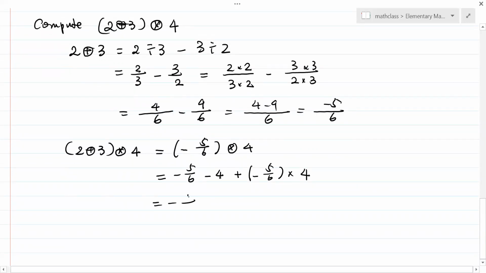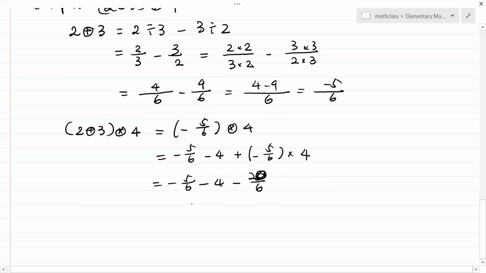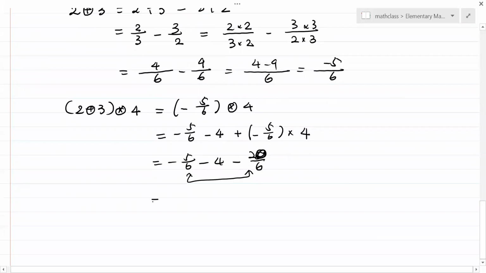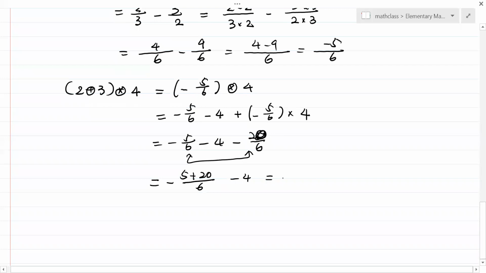How do you simplify this? 5 over 6 times 4, you can keep the 6 because there's another 6 over there. So 5 times 4 is going to be 20, over 6. Then how do you group this together? These two numbers should be grouped together. You get negative (5 plus 20) over 6, because both are negative numbers. So you will get negative 25 over 6.